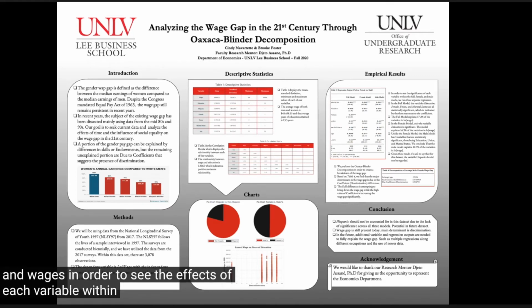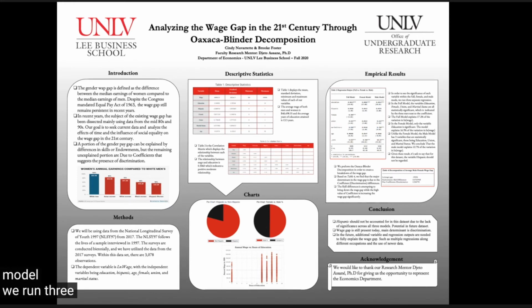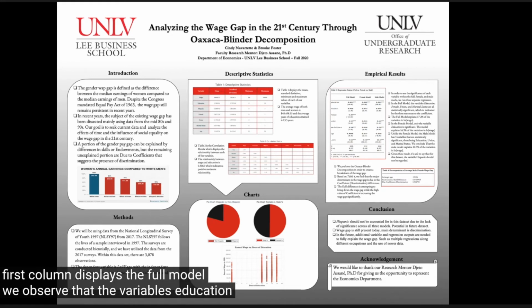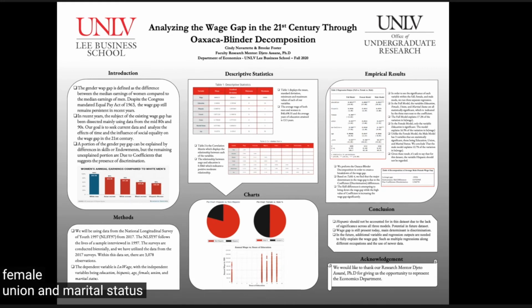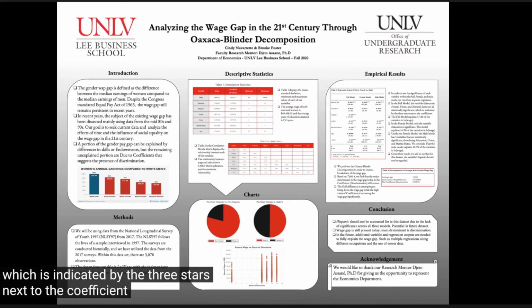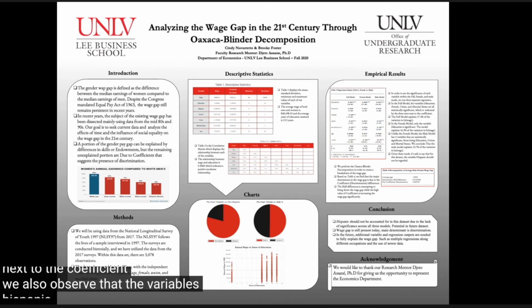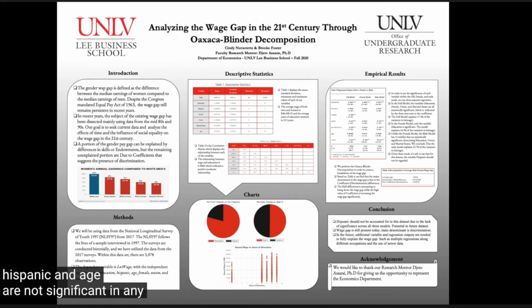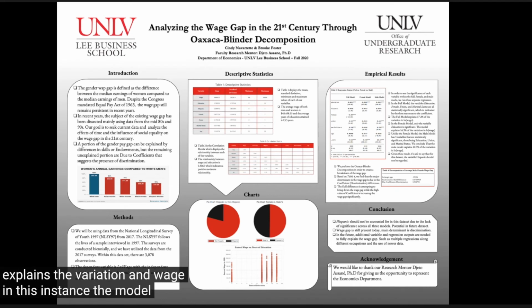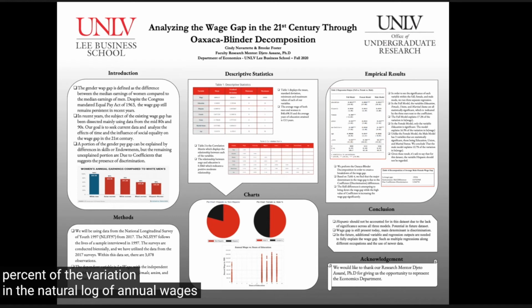In order to see the effects of each variable within the female and male model, we run 3 separate regressions. The first column displays the full model. We observe that the variables education, female, union, and marital status are statistically significant to the model, which is indicated by the 3 stars next to the coefficient. We also observe that the variables Hispanic and age are not significant in any acceptable level of alpha. The last key element to note is the R-squared, which illustrates how much the model explains the variation in wage. In this instance, the model explains 17% of the variation in the natural log of annual wages.